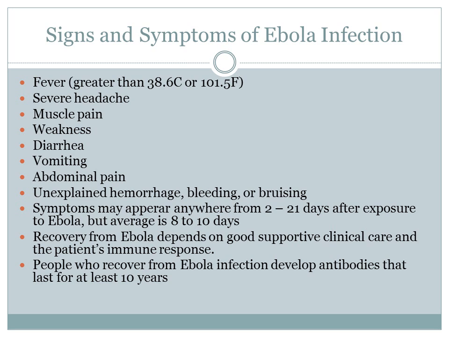Overall, the signs and symptoms are just a general flu-like illness, very vague: headaches, muscle pains, weakness, diarrhea, vomiting, abdominal pain. There's some hemorrhage, bleeding, or bruising, but that's normally very late stage. That's not early in the disease. That's towards the end.